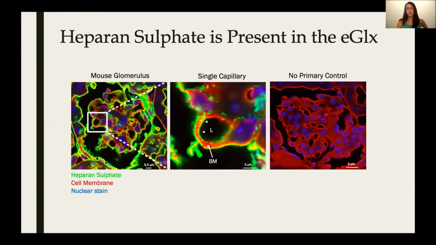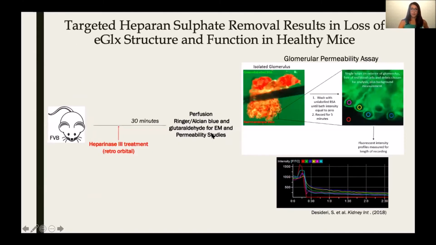Okay, so first I'm just showing that heparan sulfate is present in the glycocalyx. So this is a mouse glomerulus here. Green staining is heparan sulfate. You can see here the magnified image of a single capillary. You can see heparan sulfate staining here on the lumen side of the capillary. So that's suggesting that heparan sulfate is present in the E-glycocalyx. And then moving on to the enzyme studies.